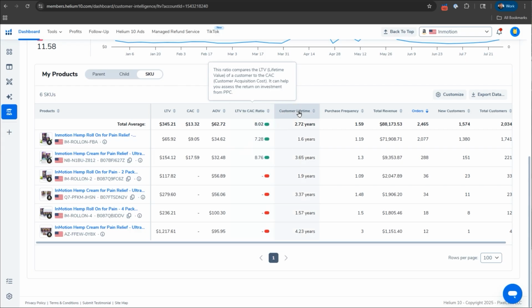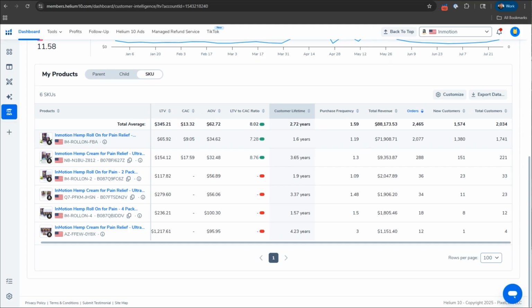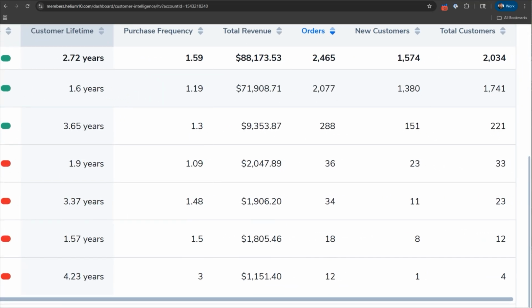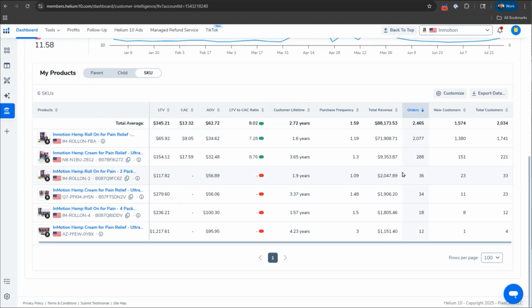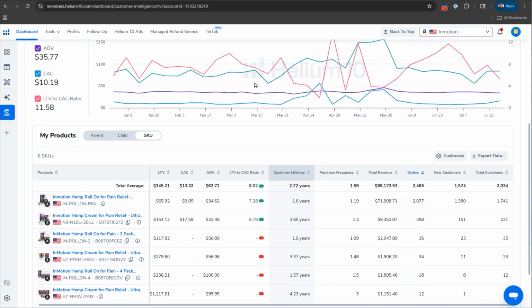Here at the product level, I can see my LTV, my CAC, my average order value, my LTV to CAC, my customer lifetime. Look at this. I've got a 1.6 year customer lifetime on my main product here. What's the purchase frequency? How many orders overall? And then how many are new customers? How many are total customers? All right. So how many were new to the brand in that last year? So there's tons of information.